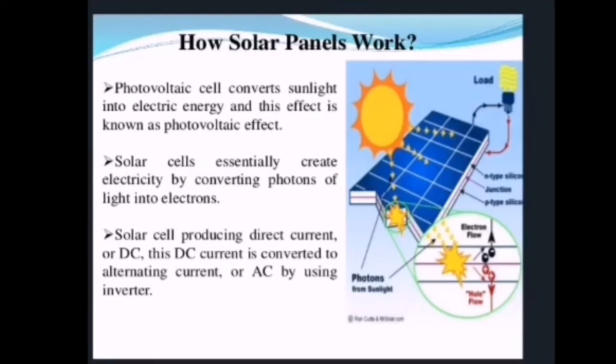So let's see how solar panels work. A photovoltaic cell converts sunlight into electrical energy, and this effect is known as the photovoltaic effect. Solar cells essentially create electricity by converting photons of light into electrons. Solar cells produce DC current. The DC current is converted to AC by using an inverter.